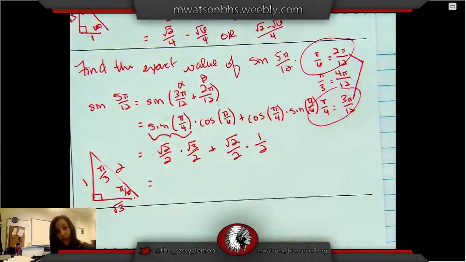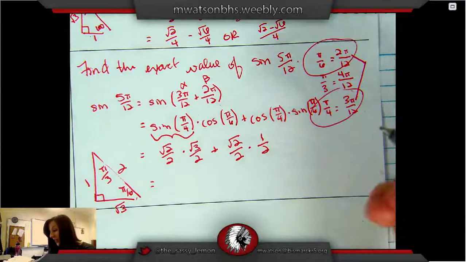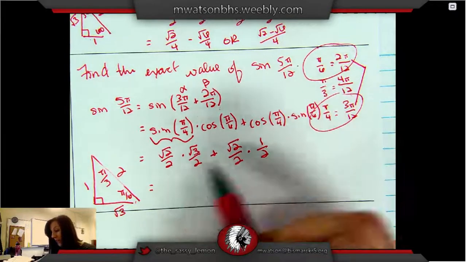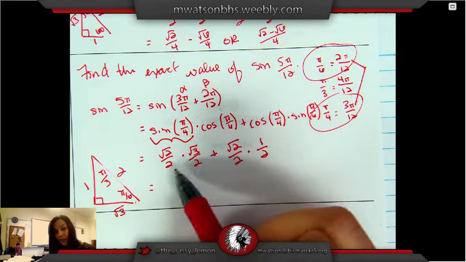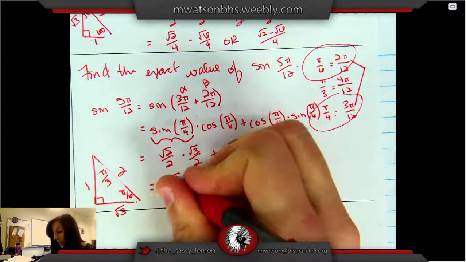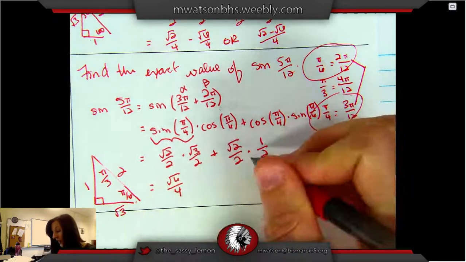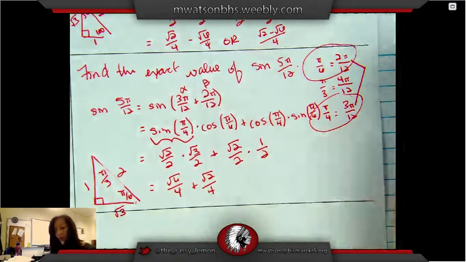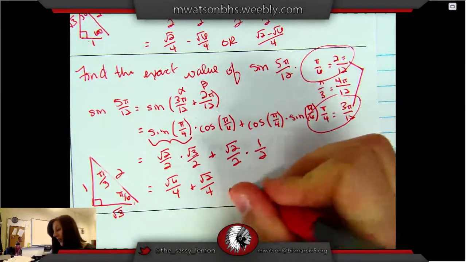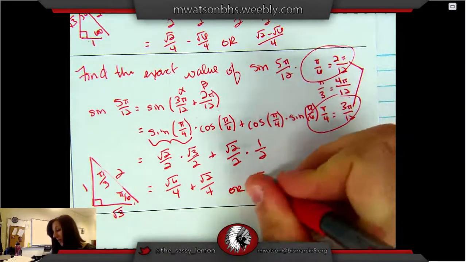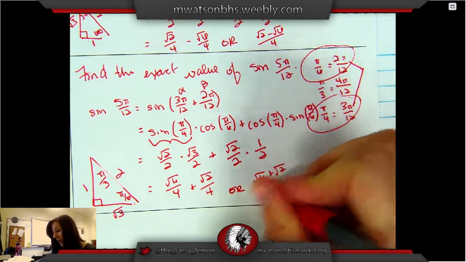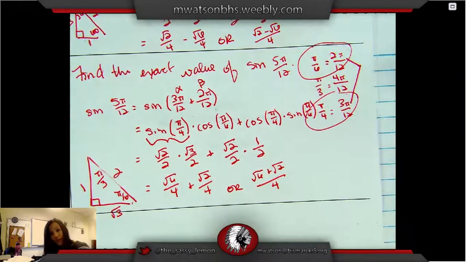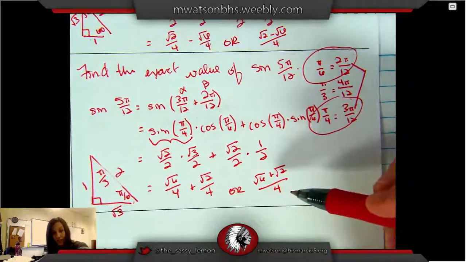Okay, we're almost done now. Now we can actually multiply each of these. So we're going to multiply and get square root of 6 over 4. And here we're going to get square root of 2 over 4. And remember, you can leave it like that, or you can combine using common denominators and write square root of 6 plus square root of 2 all over 4. And that's going to be the exact answer instead of the decimal.